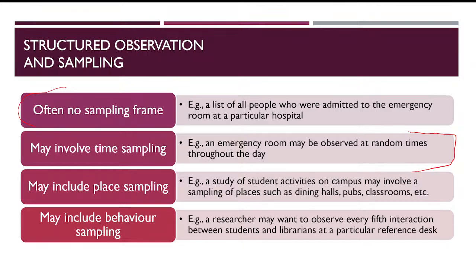Place sampling, right? You can do a study of student activities on campus, or just be in a place, right? So dining hall, a pub, especially public places. And behavior sampling, you might want to look at every 5th interaction between students and librarians at a reference desk, right? To try and randomize what interactions you're seeing.